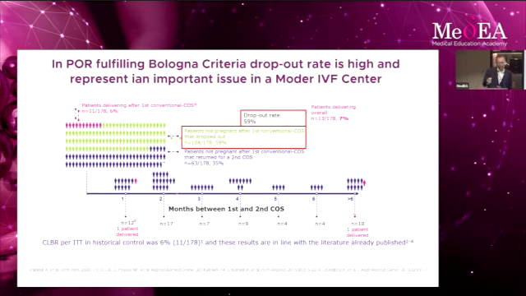I don't know if you have any information regarding the dropout rate in your setting. We looked at retrospective data in Bologna patients, and before the era of the DuoStim, the live birth rate was 7%. But the dropout rate in our setting was amazing, 60%. Only 35% of the patients came back to us for the second stimulation, and look at the distribution. Many patients lose time, and losing time means losing chance.